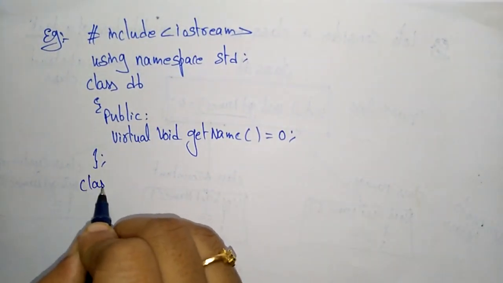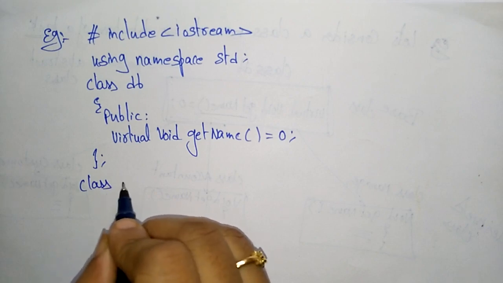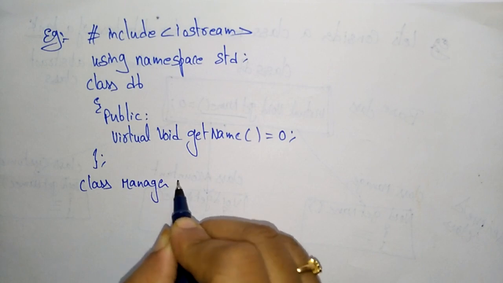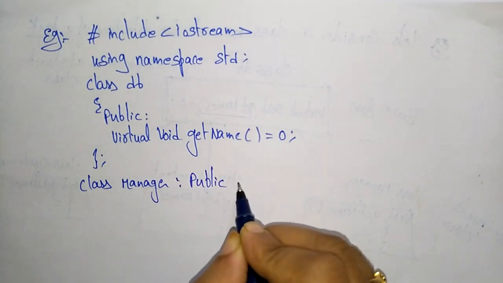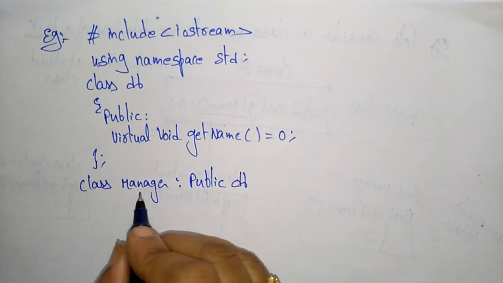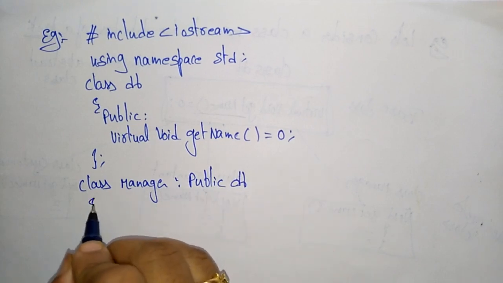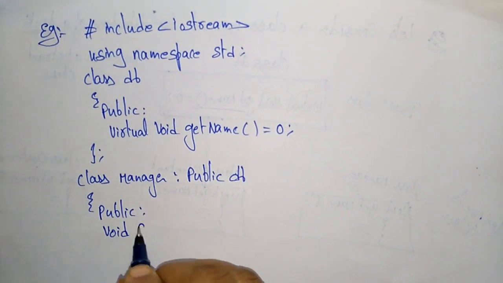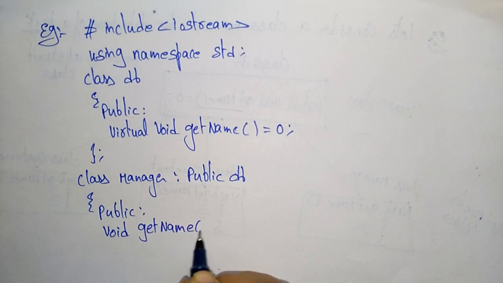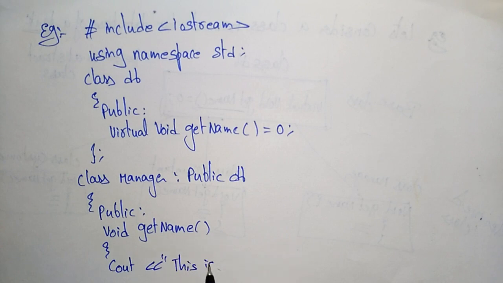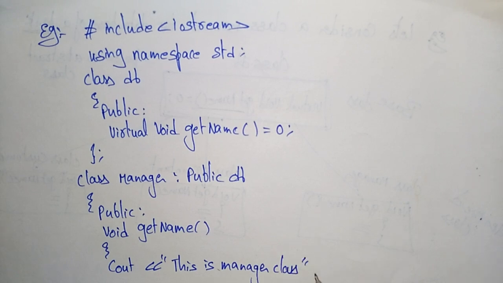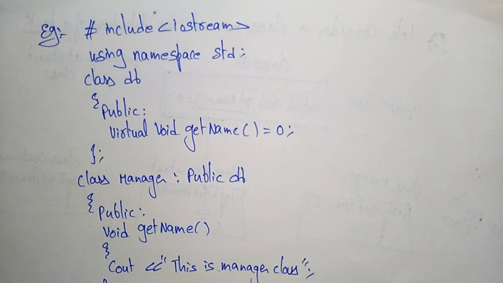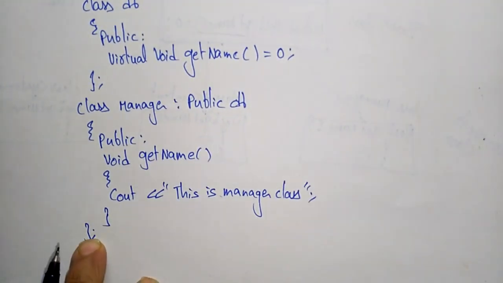Now write the derived classes. The first derived class is the manager. Manager will take the help of the base class, that is public database. So this is the derived class and this is the base class. Now here it implements the definition of void getName. What it is writing is cout, this is manager class. So this one derived class is over, and that's why I closed it.